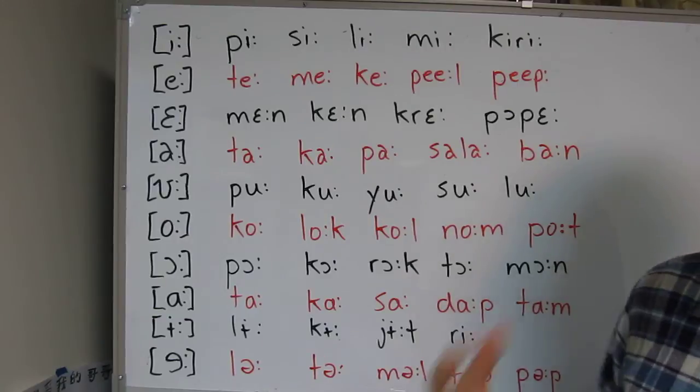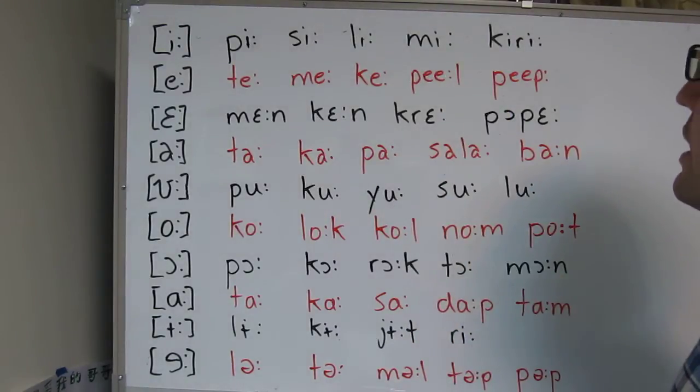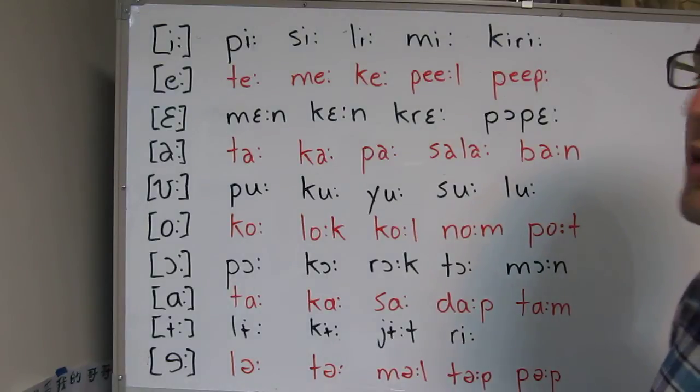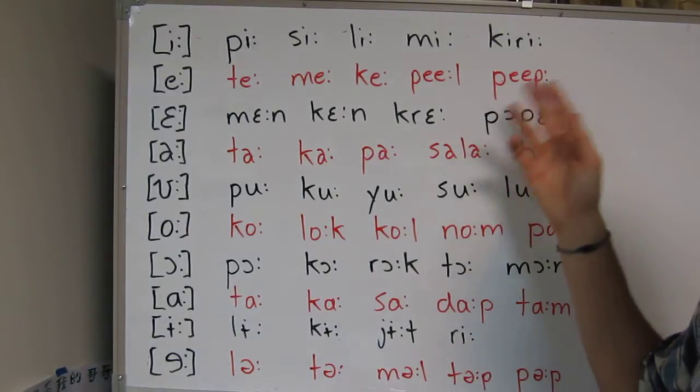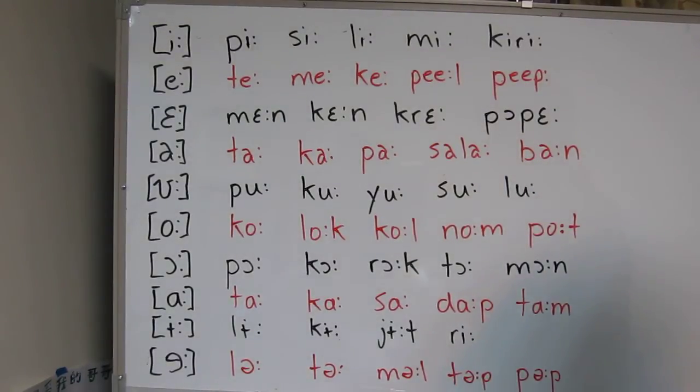Li means to carry something on your shoulders. Mi is just a form for noodles itself, rice noodles. Giri means a mountain. All right, next.